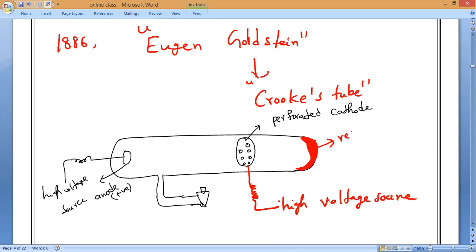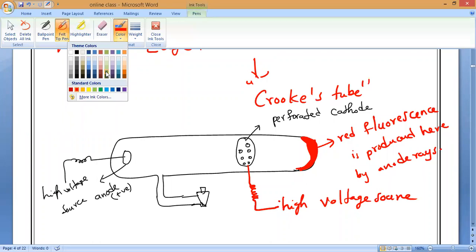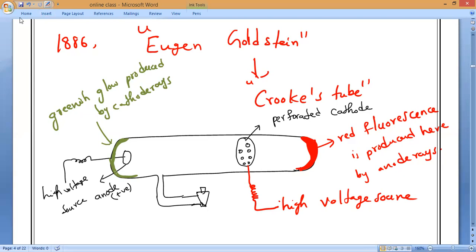Now here we can see a red fluorescence is produced here by anode rays. But cathode rays will produce what color? Opposite, we all know. A faint greenish color, you have to remember. A greenish glowing light, produced by whom, guys? Cathode rays. That is what you have to remember.